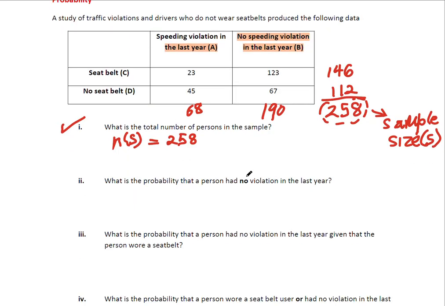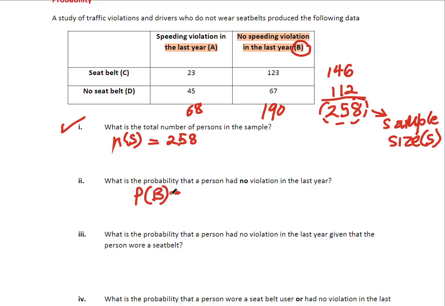So that's 258. In the next problem, we're asked, what is the probability that a person had no violations in the last year? So we're going to write the probability statement here first and foremost. This is the probability that the person had no violations in the last year, which is the probability of B, since B is being used as a symbol for no speeding violation. So basically we're asked to find the probability of B.